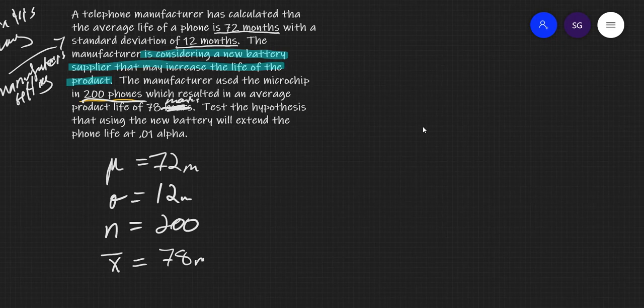All right, so I'm going to test whether this guy and this guy are the same, probably, or different, or greater than. Test the hypothesis that using the new battery will extend the phone life at 0.01 alpha. All right, so first thing, when in doubt, alpha is equal to 0.01. When in doubt, draw it out.